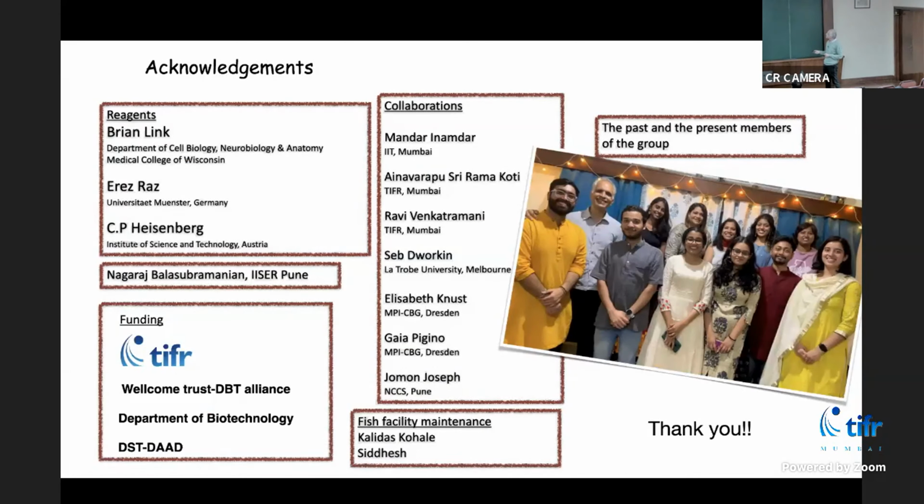People who have helped us a lot in-house, we have been helped by Koti's lab a lot, and Ravi, who have been helping us with modeling the aPKC structure and how the phosphorylation influences that. And this is the current group and of course the past people. Thank you for your attention.